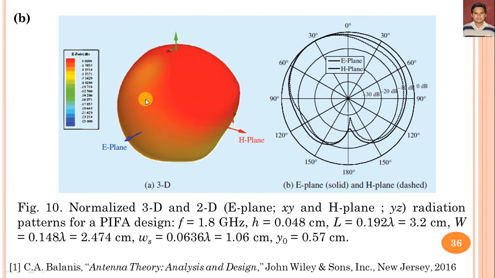And these are the 3D radiation pattern and these are the 2D radiation patterns. Here you can see we cannot say the pattern is unidirectional, nor can we say it is bidirectional. So we can say it is a hybrid radiation pattern of the PIFA antenna, as you can see for these PIFA design parameters.